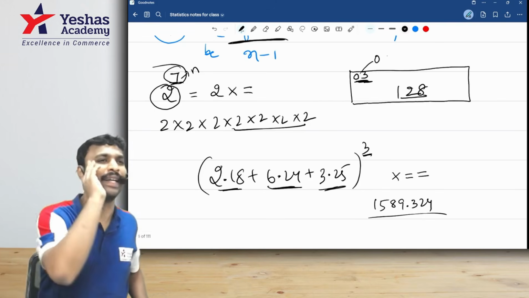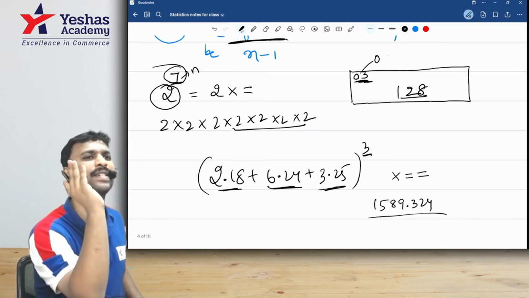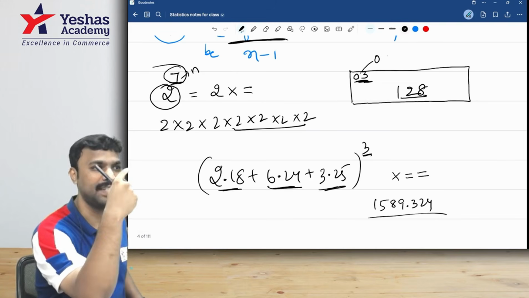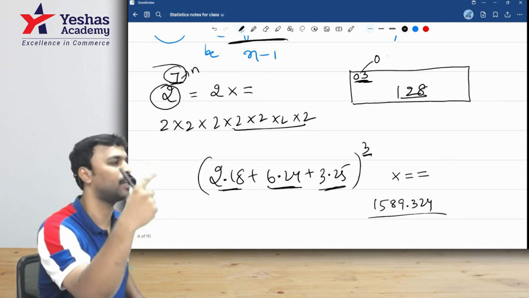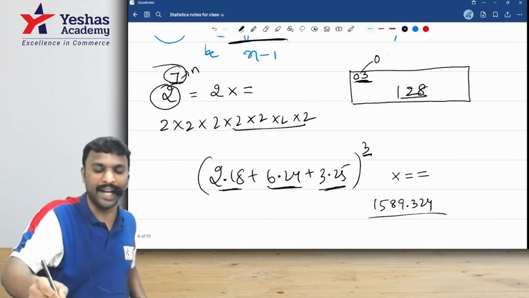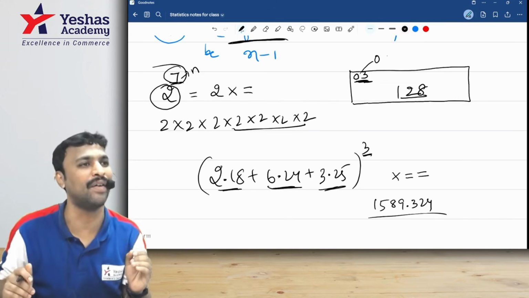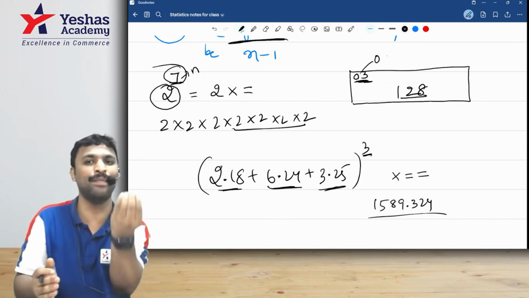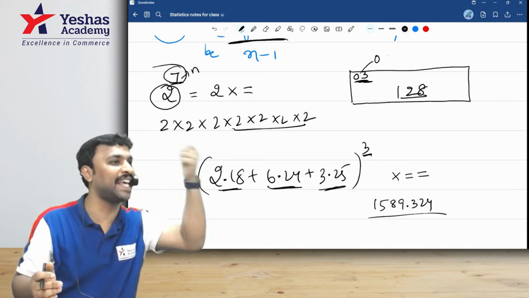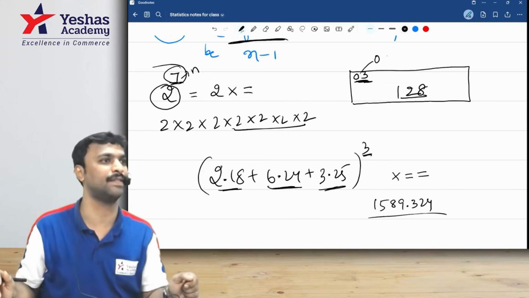Tell me when to keep the counter reference. When there is a single value in the base. You understand what is base? In 2 power 7, 2 is called the base, 7 is called the power. When you have a single number in the base, you can keep the counter reference.